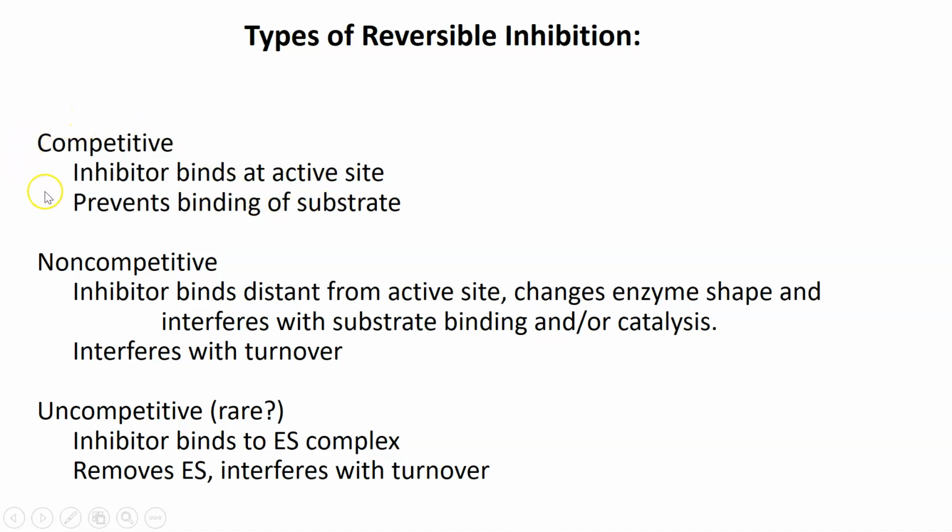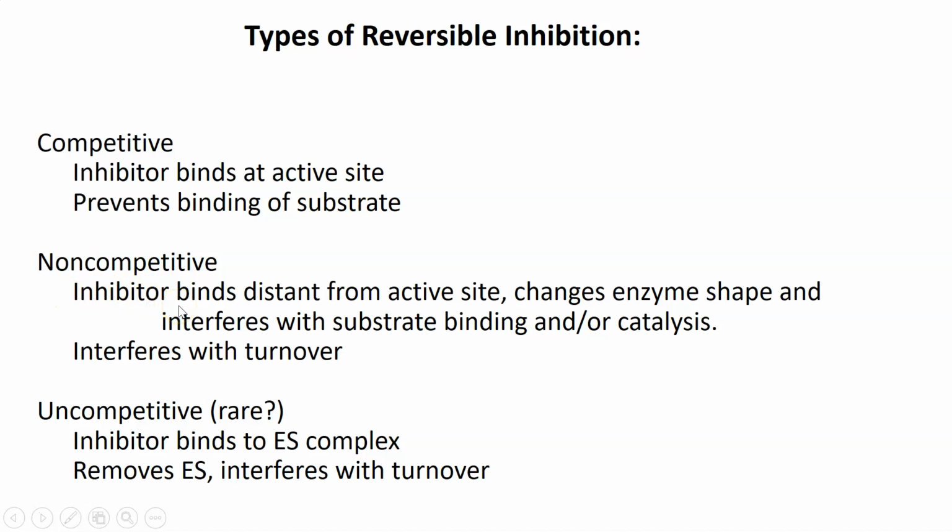So it's really a ratio. If you have lots of inhibitor knocking about, it will outcompete the substrate for the active site. But if you have more substrate than inhibitor, then the substrate will win over. So how effective the competitive inhibitor is depends upon how much of it there is around.